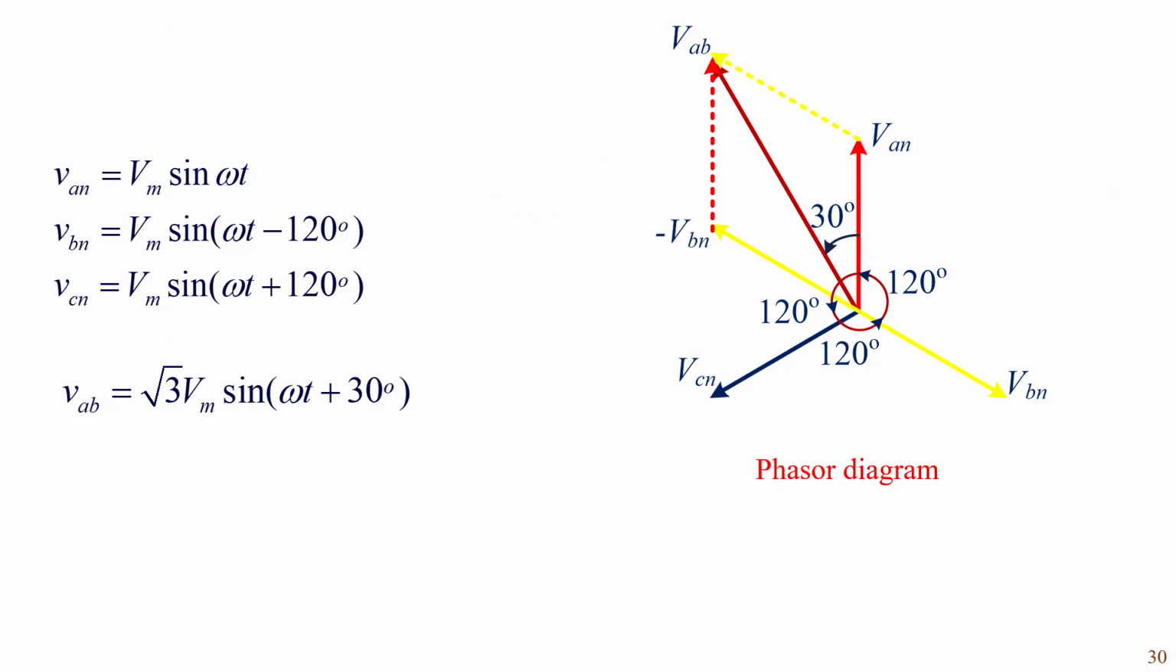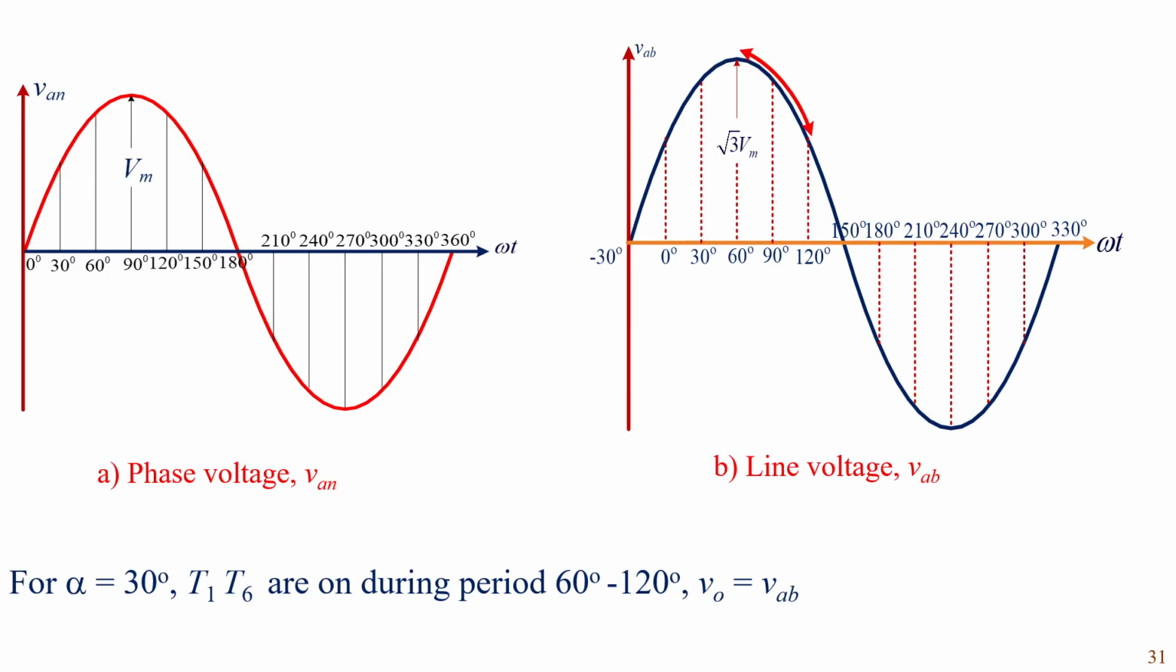This is a phasor diagram, and the voltage of A phase is taken as a reference along the positive y-axis. VBN lags A phase by 120, and VCN leads A phase by 120. The line voltage VAB leads A phase by 30 degrees, and its magnitude is √3 times the phase voltage. This is A phase voltage, which is taken as a reference, and this is line voltage VAB, and compared to A phase, the line voltage leads the phase voltage by 30 degrees.